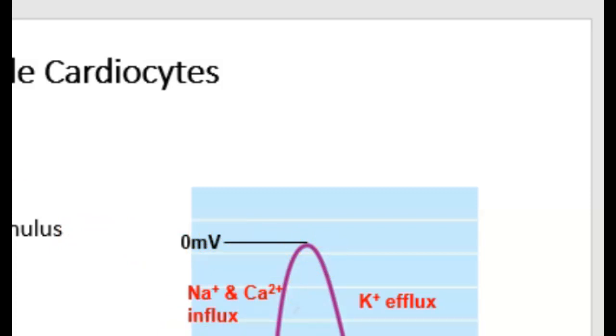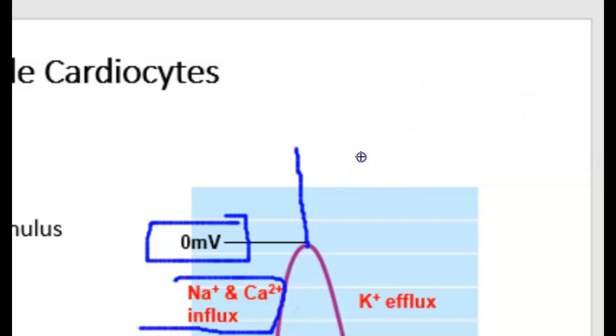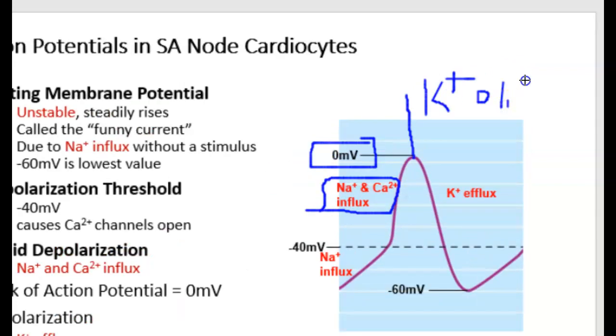So this rapid depolarization is due to two different ions flowing into the cell, both sodium and calcium. Then we learned that the peak of the action potential first generated in the SA node reaches a level of 0 millivolts. What happens at 0 millivolts? Well, since we've reached the peak, the sodium and calcium channels are going to close. But another type of channel opens, and that's potassium channels. So potassium channels open, and that is just like in a neuron.